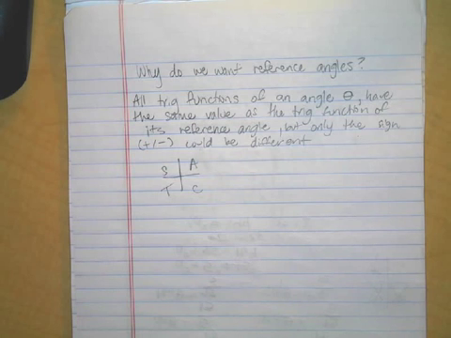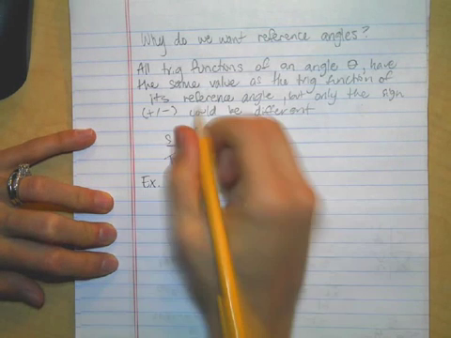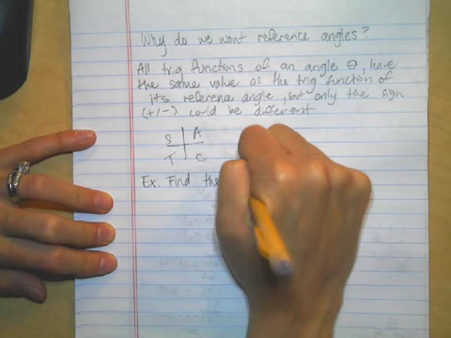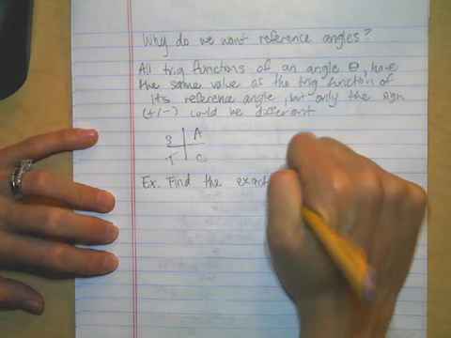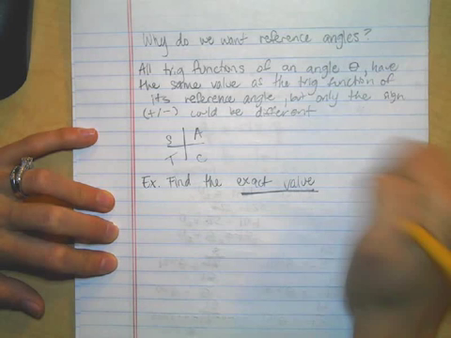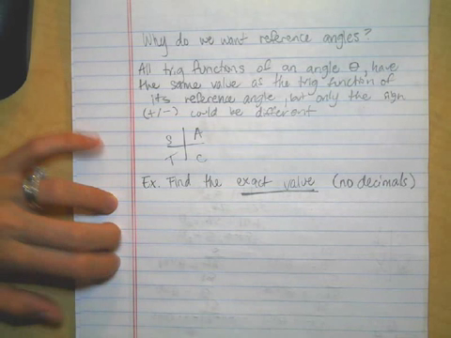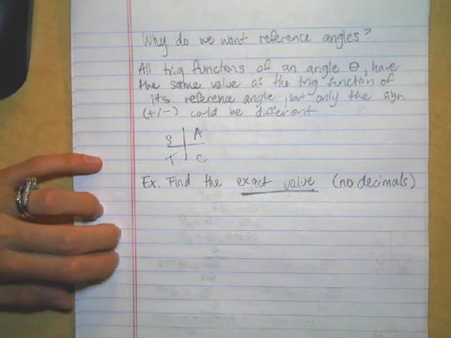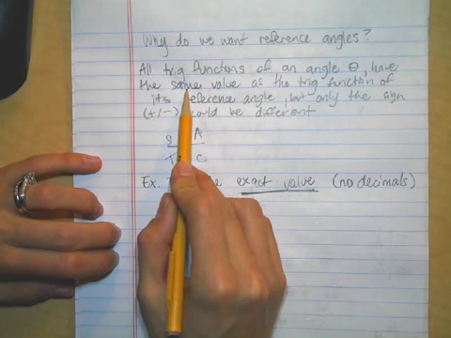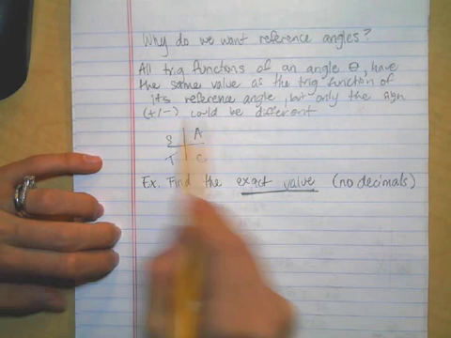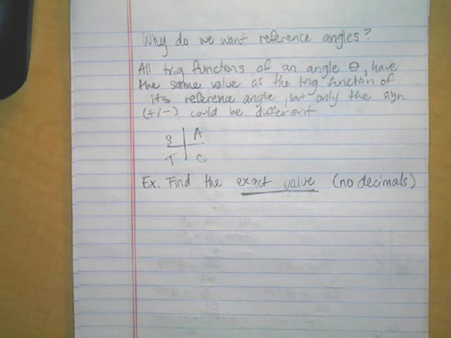So, if they ask you, for example, and this is especially where it's important, to find the exact value, exact value means no decimals. What does that say in the paragraph, in the second line? The same, but only the sign, and then positive or negative could be different. Okay, so if it says find the exact value, it means no decimals.